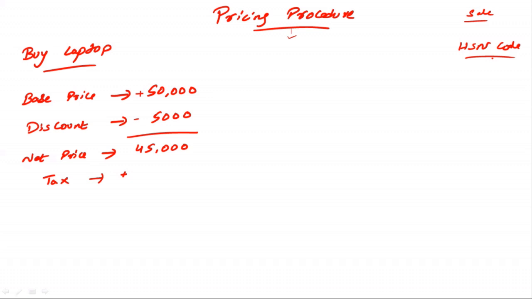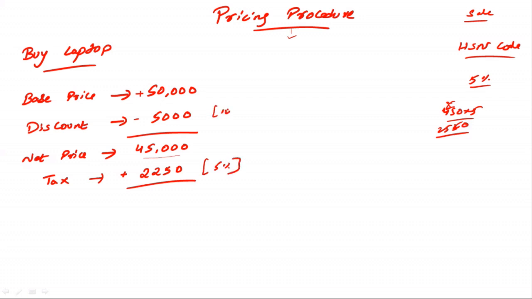Okay, so now for this laptop, based on the HSN code we have, he tells that there is a 5% discount, sorry, 5% of tax. So when I say 5%, this 5% of tax is applied on this 45,000. Okay, so 450 into 5. So 2,250 is the tax. Okay, this is 5%. This is 10% of discount.